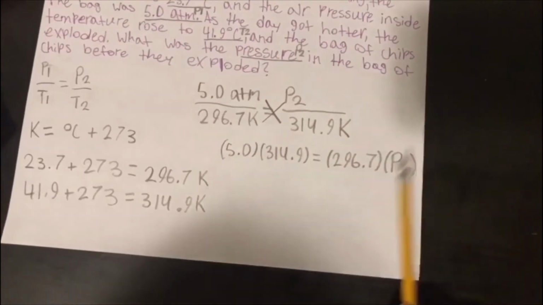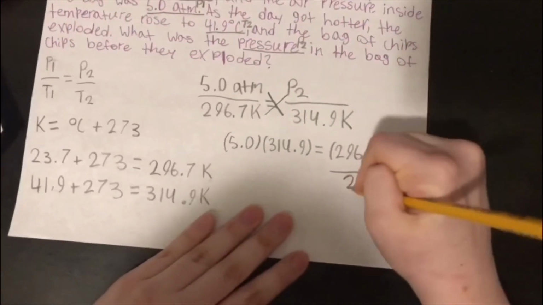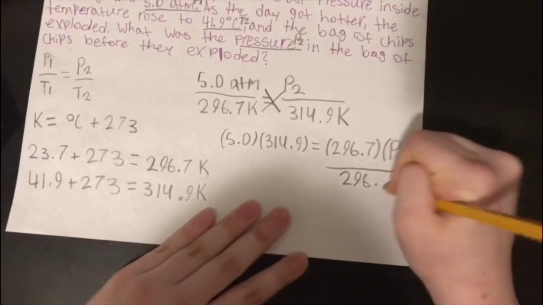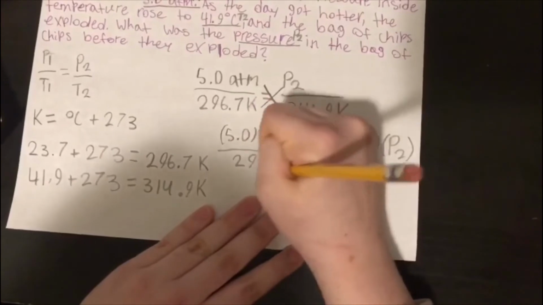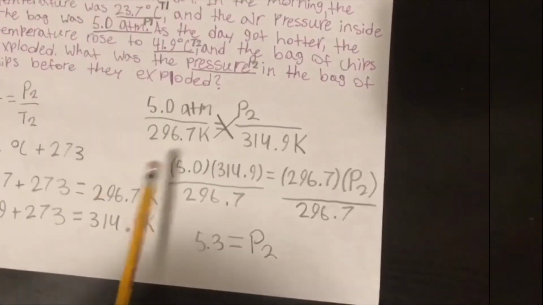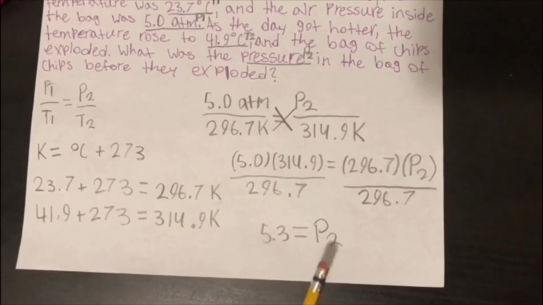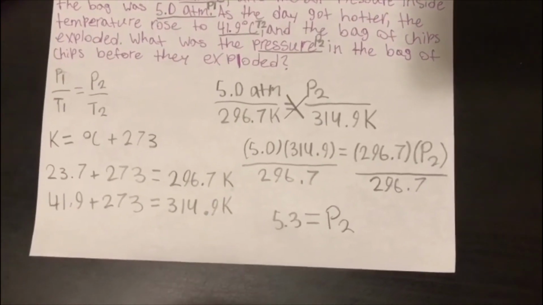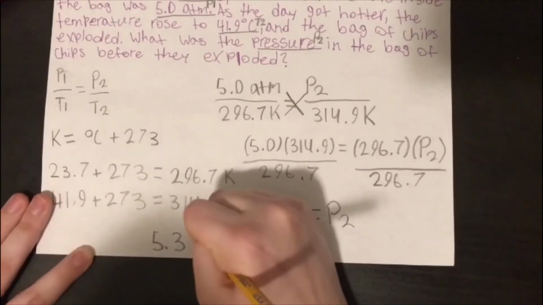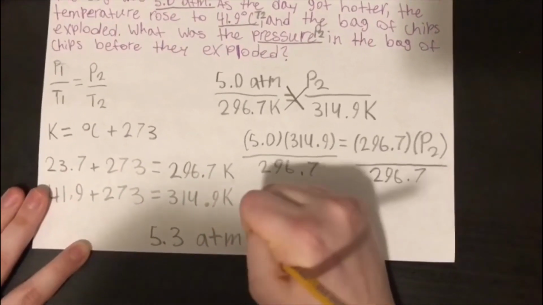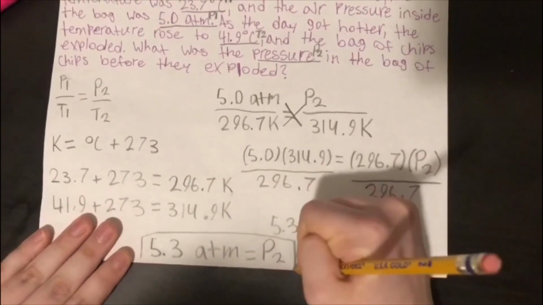So we're trying to get P2 by itself because we're trying to solve for it. So we're going to divide this by 296.7, and we have to do the same to the other side because that's just how math works. So after multiplying these two variables and then dividing by this one, we will get 5.3 equals P2. So in all, it would be 5.3 ATM equals P2. And that would be your answer right there.